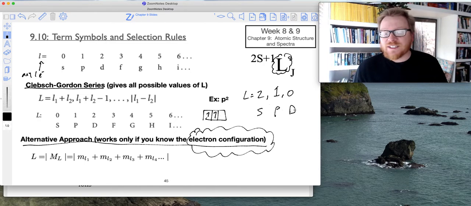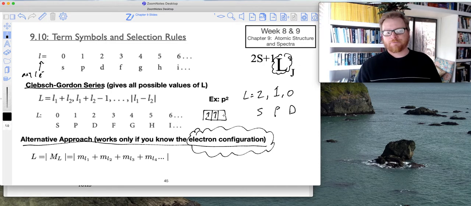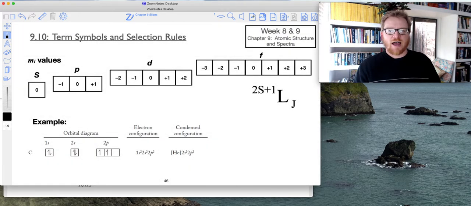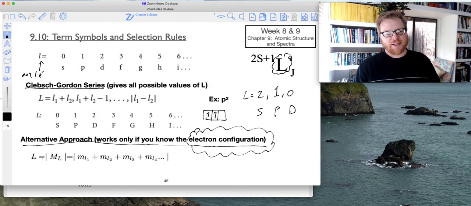S, P, or D could correspond to those, and we don't know which one it is unless we know the electron configuration. Okay? So here's the alternative approach. And let's see, I think I have that on the next slide. Yes. So the alternative approach is that capital L equals the absolute value of capital ML.